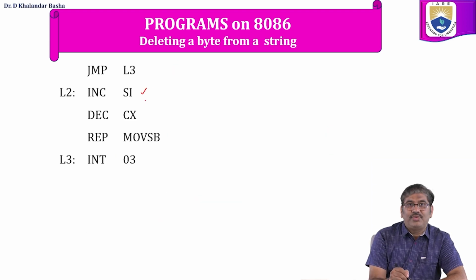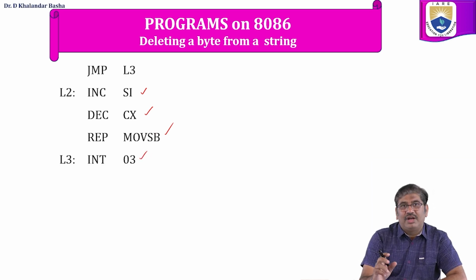So increment SI for pointing to the next memory location, decrement CX, repeat MOVSB. So continuously the remaining elements will be copied. Then we will terminate the program by using INT 03H. If we are writing in assemblers, then we have to include the assembler directives also, like ASSUME CS:CODE, DS:DATA. We have to define the data segment and code segment. So this is to work on the 8086 emulator. We are using INT 03H.